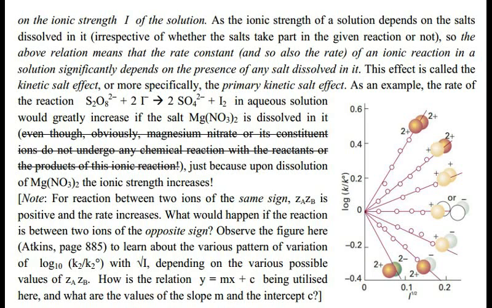The rate constant will change as per the relation: log of the observed rate constant is equal to log of the limiting rate constant plus 2 into charge of A, charge of B into constant A into ionic strength square root. This equation is also known as the Bronsted-Jerome equation.